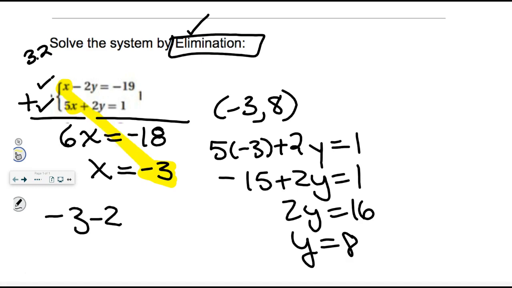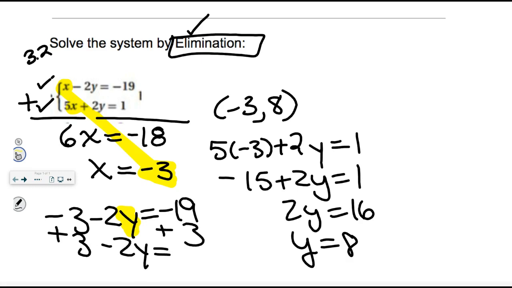He'd say minus 2y is equal to negative 19. And if I asked Mason to solve this one for me, he'd say add 3. I did that one. Right? And get negative 2y equals negative 16. And notice when you divide by negative 2, you still get the 8.